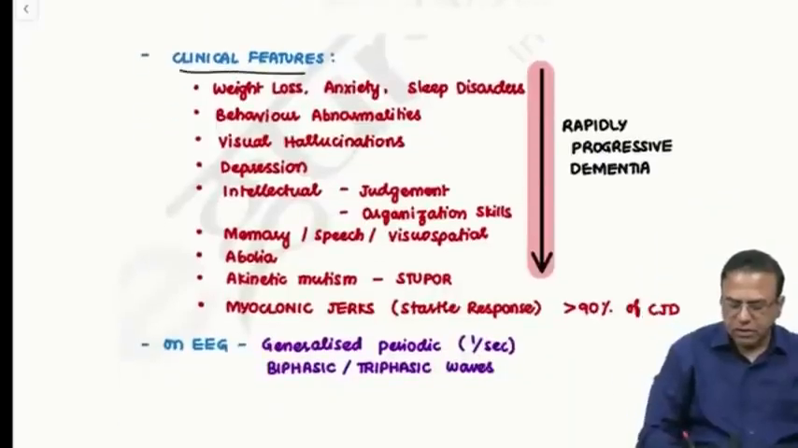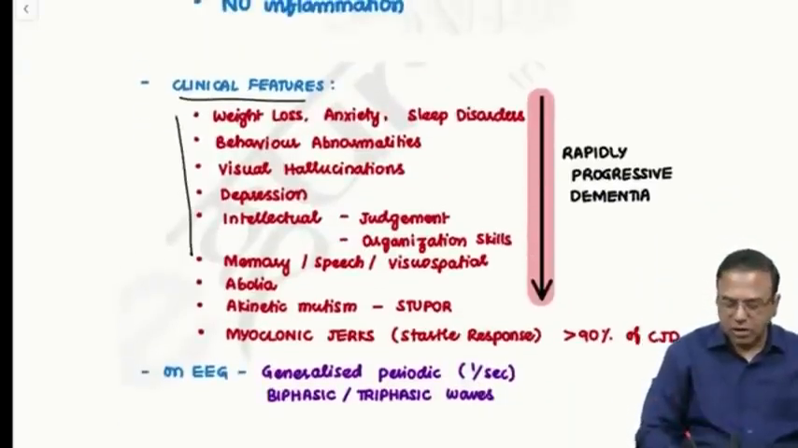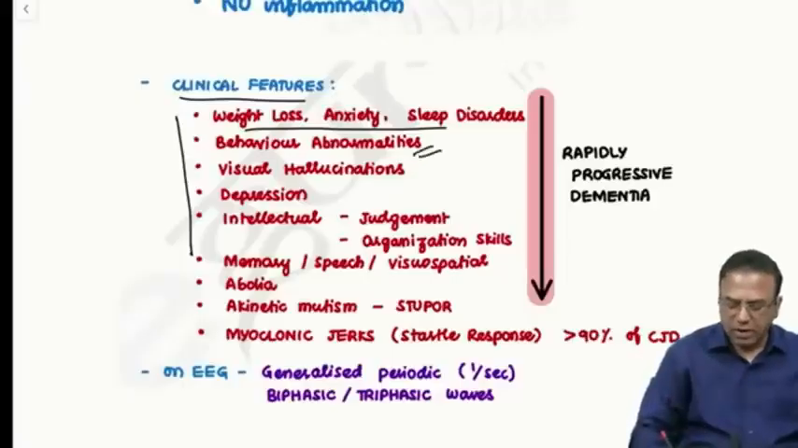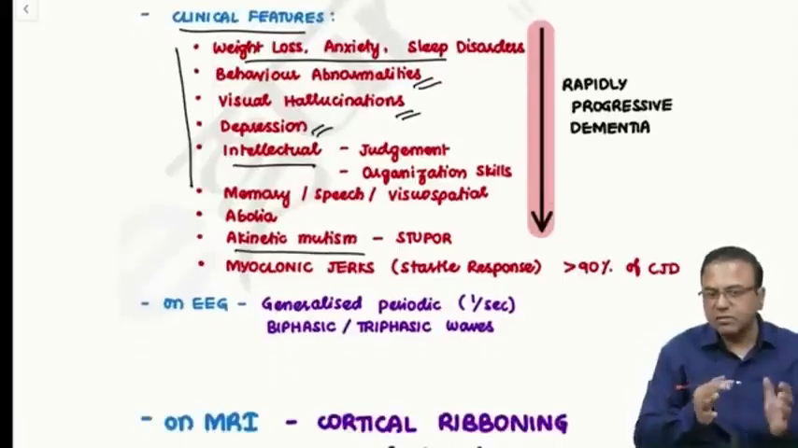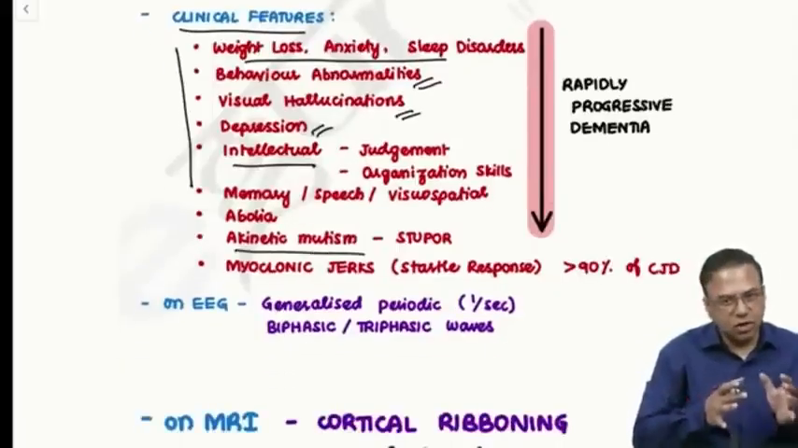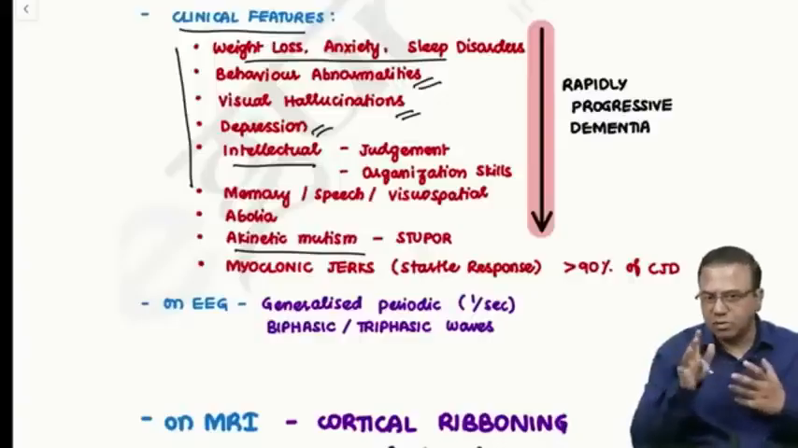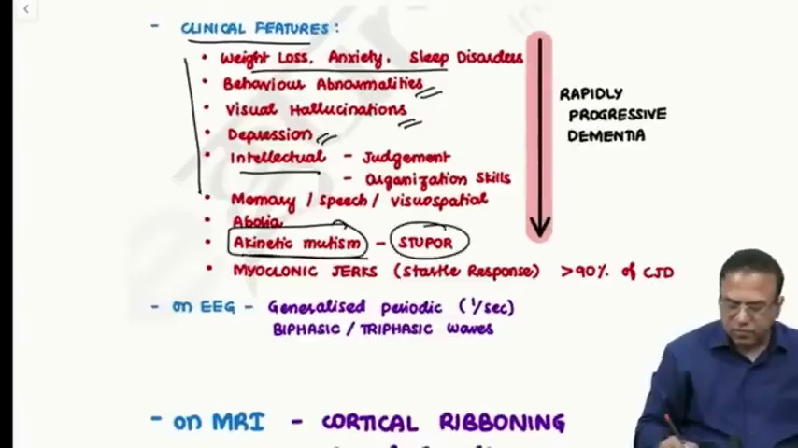The clinical features are basically the patient will come with rapid dementia. Initially weight loss and some kind of anxiety, then more behavioral abnormality, visual hallucinations, depression, intellectual problems will occur. Ultimately, the patient becomes vegetative. Now, we don't say coma here because the patient's eyes are open and the patient responds to oral command to some extent. This is called akinetic mutism, and this is a type of stupor.